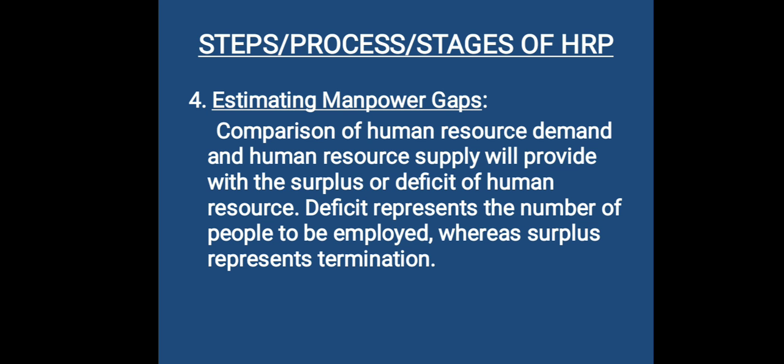Then estimation of manpower gaps. Comparison of human resource, that is demand and supply, will provide the surplus or deficit of human resource. So you have to check whether there is surplus or deficit. Deficit represents the number of people to be employed, whereas surplus represents termination.